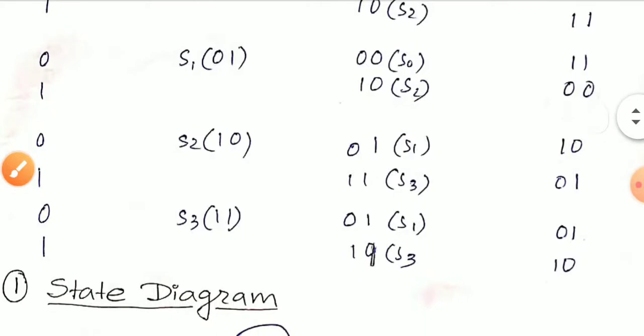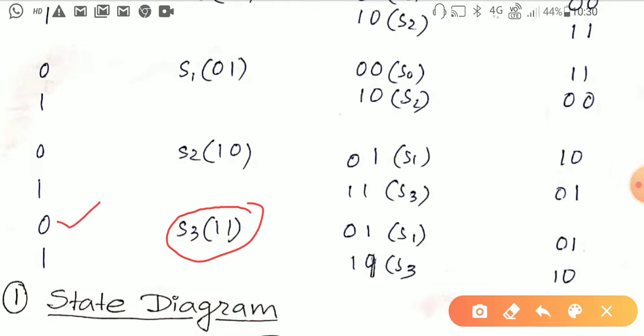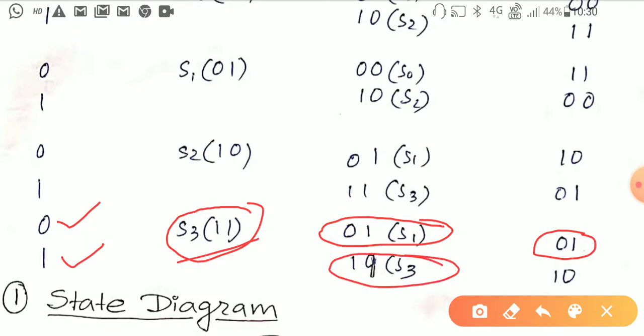So for S3 as the present state value, if you apply the input of 0, the next state value comes as 0 1, and the output is 0 1. For the same present state value, which is 1 1, if you apply the input 1, the present state value will change to the next state value 1 1, and the output is 1 0.